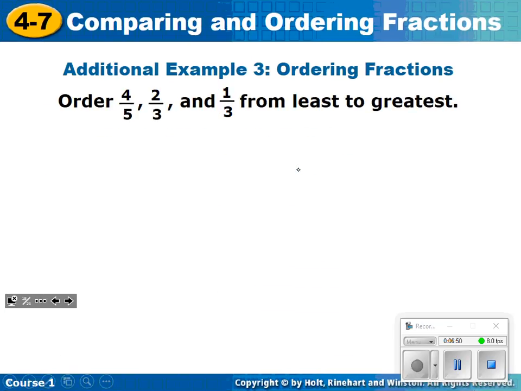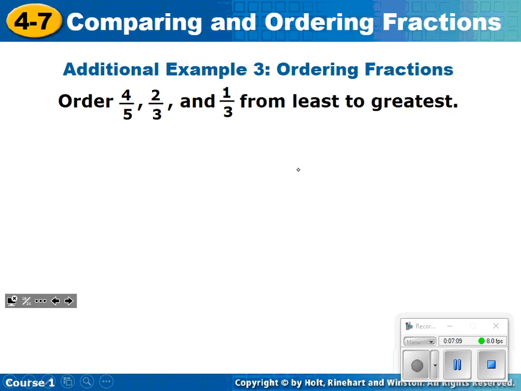You're also going to be given questions like this. We got to put these in order. 4/5, 2/3, and 1/3. Now, 6th graders, here's what you like to do. You like to look at this stuff and you like to guess. Don't guess. Trust me. Don't guess.